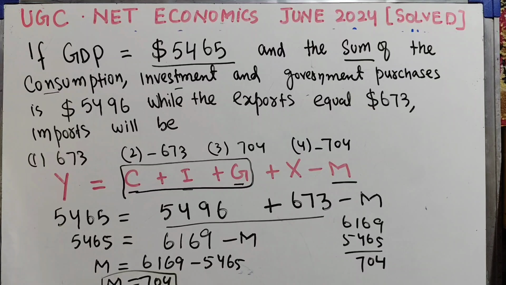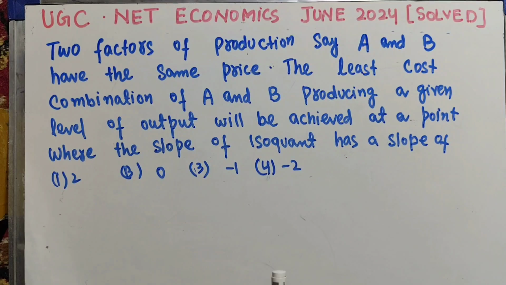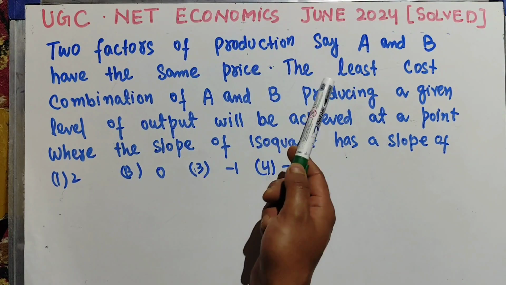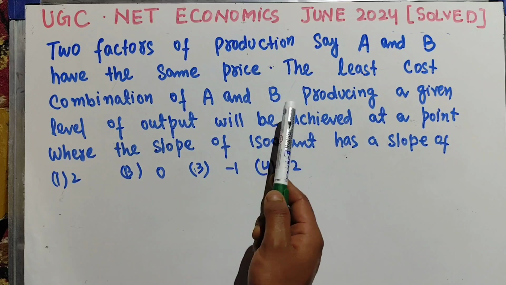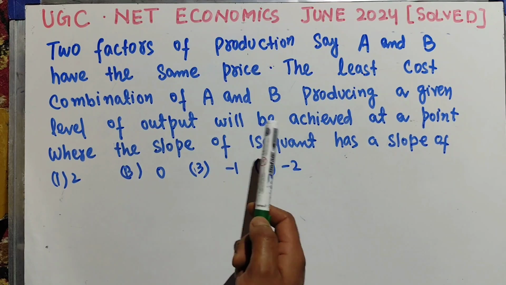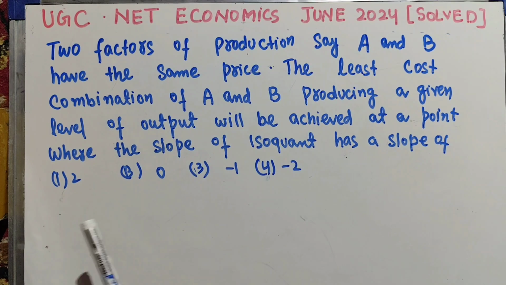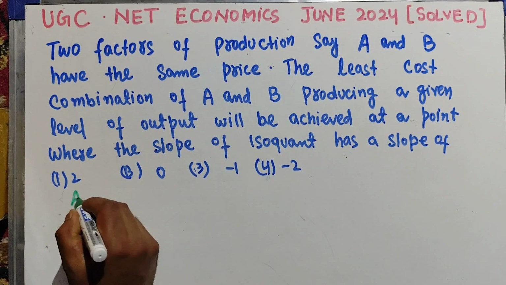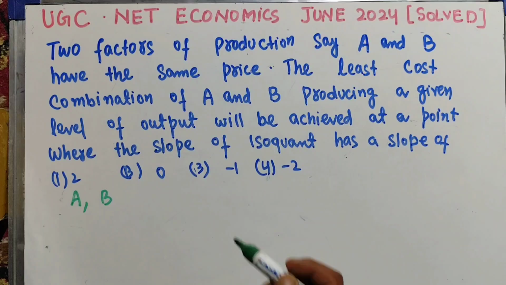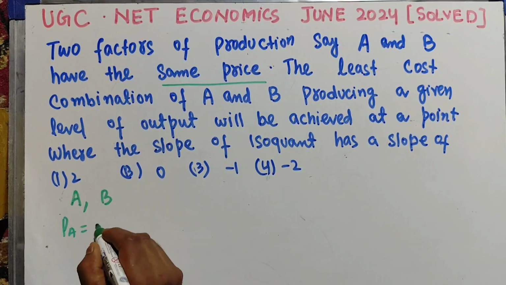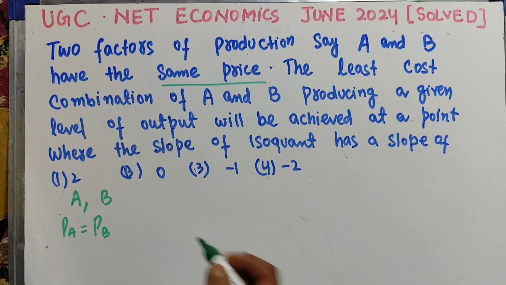billion. Okay, so next question is, two factors of production, say A and B, have the same price, the least cost combination of A and B producing a given level of output will be achieved at a point where the slope of the isocost has a slope of, options are 2, 0, -1 or -2. Now we have the two factors of production, input A and input B. We are also being told that the prices are same, that is, price of input A is equal to price of input B.